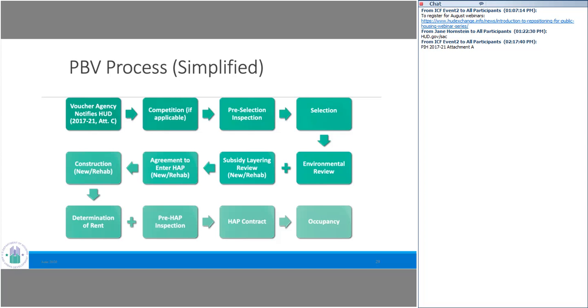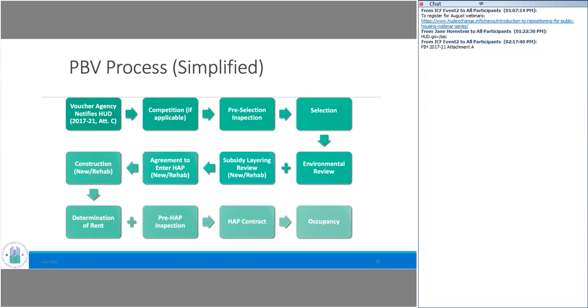Vouchers need to be awarded through a competitive process to a project. And that is something that will apply in this case. So that's the first step that will really apply in terms of Section 18 to TPV to PBV. There'll be a pre-selection inspection. This is to determine whether the project meets the definition of existing housing, and to look at the site as well to make sure that the site is in compliance with the site and neighborhood standards under the PBV program. The voucher agency then selects the project.